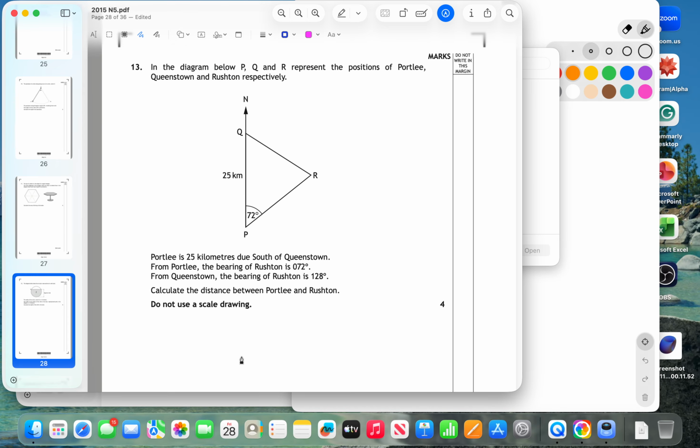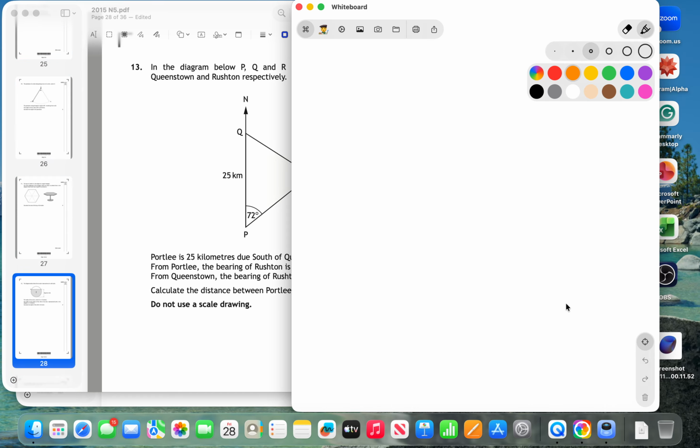This question is 2015 paper 2 question 13 and one of the most difficult ones of the exam. So this is a Bearings question and you want to pause the video and have a look at it. Your opportunity is now. So let's have a look at what we have. Some of the information is in the text, some of the information is in the diagram. So we'll take a look and we'll sketch the shape out.